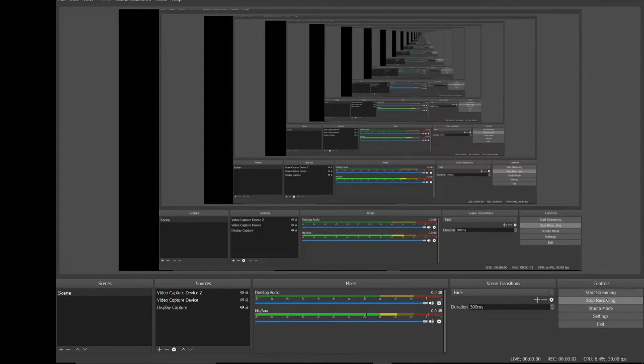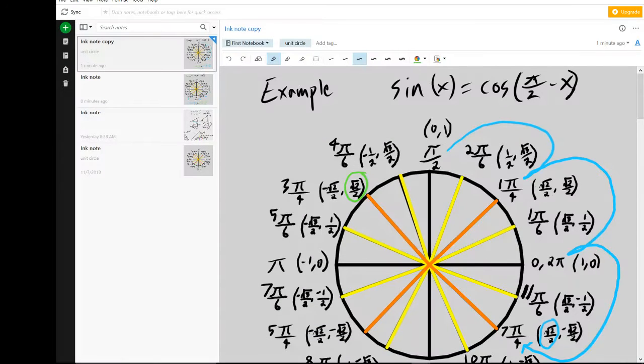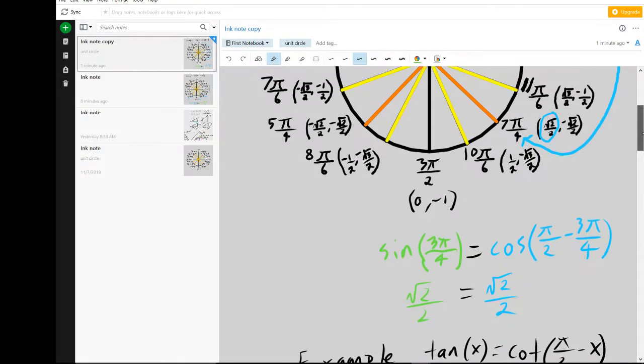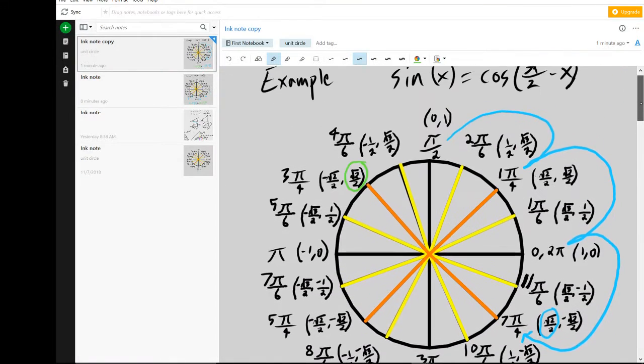Alright, so we're going to be looking at cofunction identities of trig this time. This is where we're trying to convert from sine to cosine, tan to cotan, or secant to cosecant, something along those lines. So we've got sine x equals cosine of pi over 2 minus x, and we're going to prove this to be true. We're going to use 3 pi over 4 as our example.